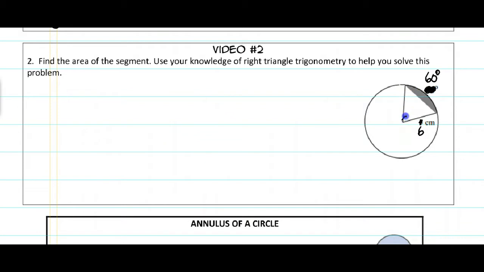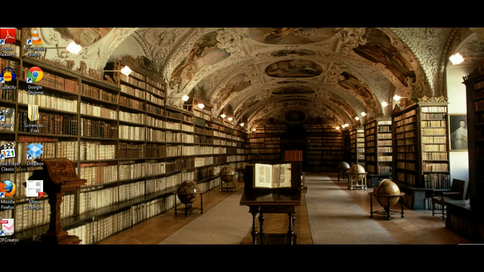So what I'm going to do is draw in an altitude, which, since this triangle is equilateral, we know that that altitude is going to be a median, and it's also going to be perpendicular. So we've got a little right triangle there, and it's also going to be an angle bisector. So this angle here is going to be 30 degrees. So you can see we've got a little 30, 60, 90 triangle in there.